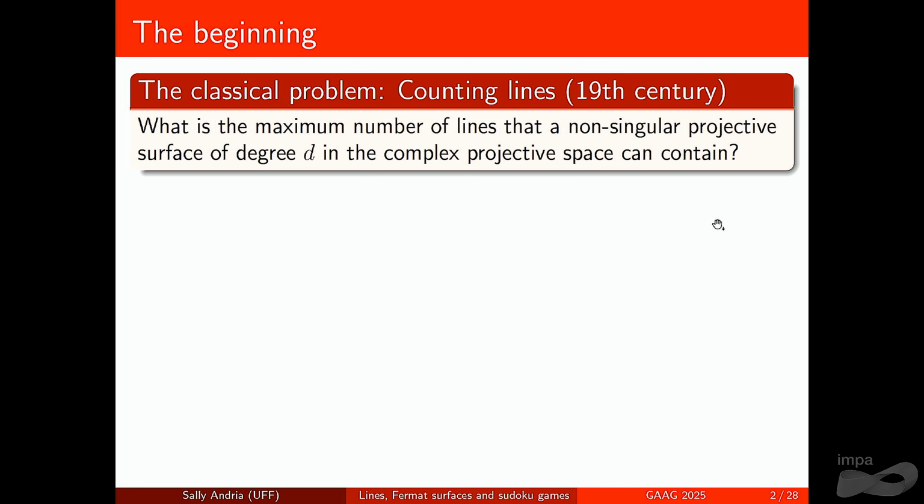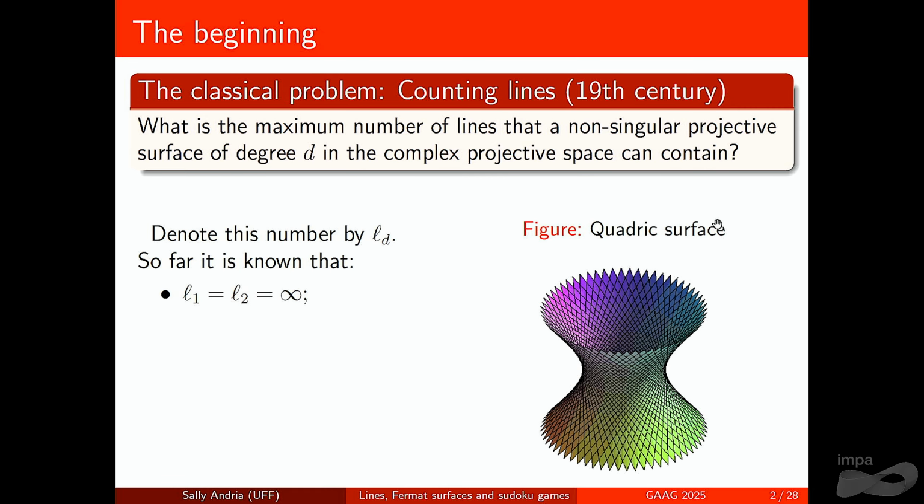It's a 19th century problem: to know the maximum number of skew lines that a smooth surface in the complex projective space can have. Let's denote this maximum number by L_D. So far it's known that for planes and for quadric surfaces we have infinitely many lines. This picture helps us to see two families of infinite lines.